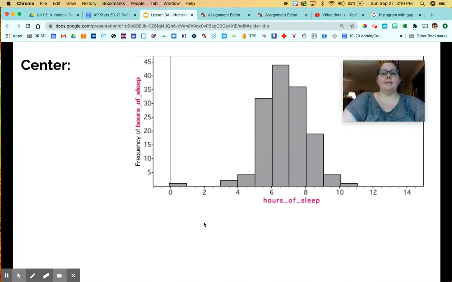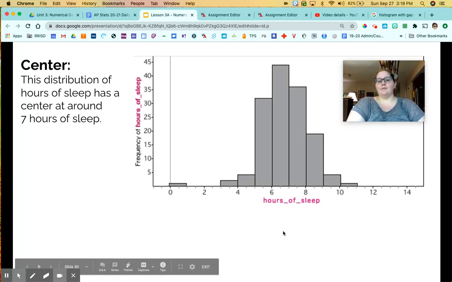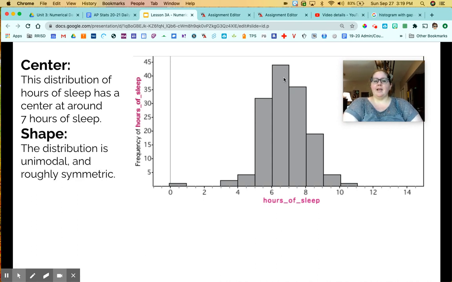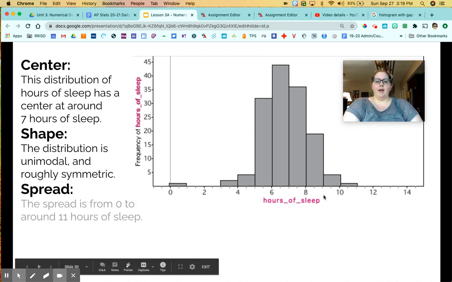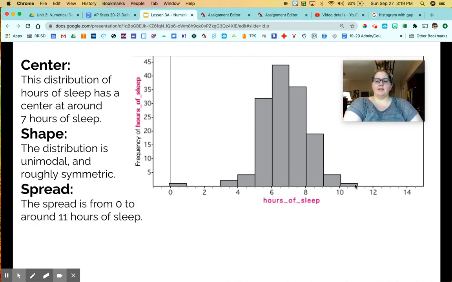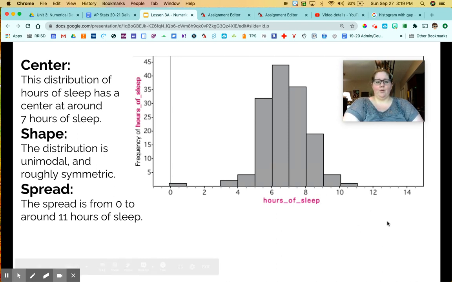So for this one, for the center, I would say that the distribution of hours of sleep, this is how many hours of sleep people get a night, is at around 7, because that's where my tallest bar is. For the shape, I would say it's unimodal. There's one peak and roughly symmetric. Maybe have this one little guy over here, but for the most part, roughly symmetric. For the spread, it's going from 0 hours of sleep up to about 11 hours of sleep, or you could say it has a range of 11 hours.